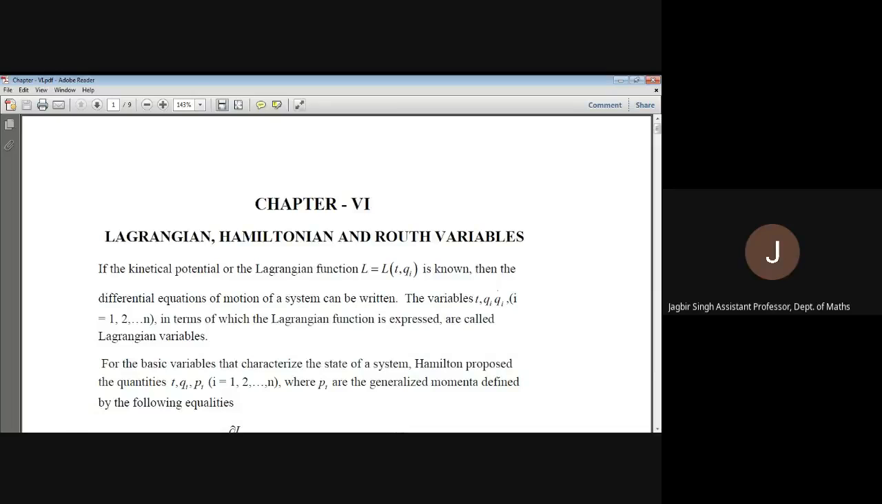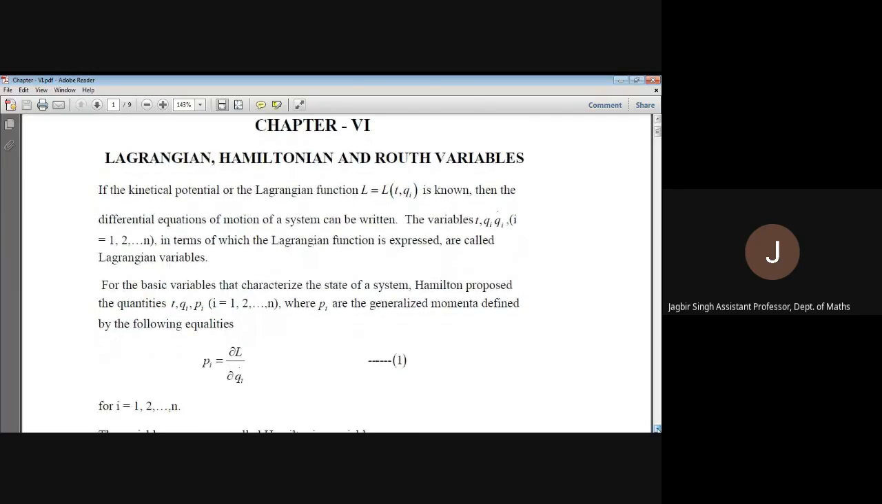Okay, so just consider that the Lagrangian function is a function. Now Hamiltonian proposed a new variable, and to derive that variable, the procedure that was adopted is just find out the partial derivative of L with respect to Qi dot, and whatever that term will be, just say that this is Pi.